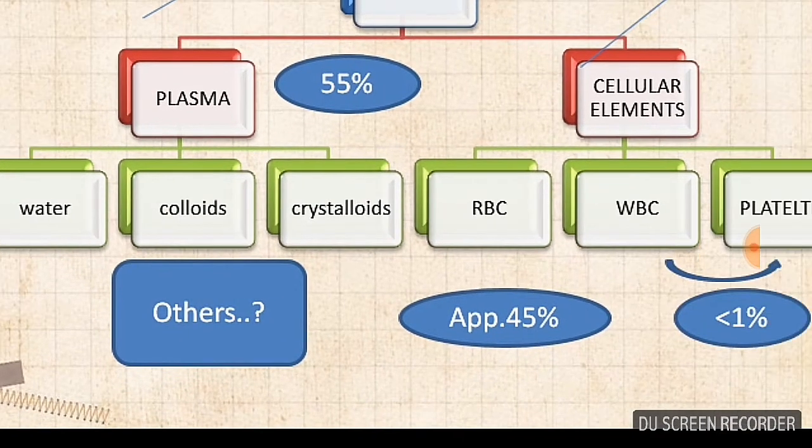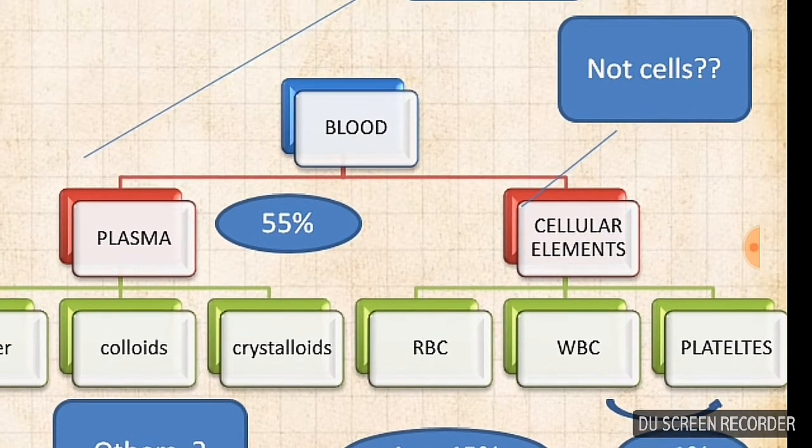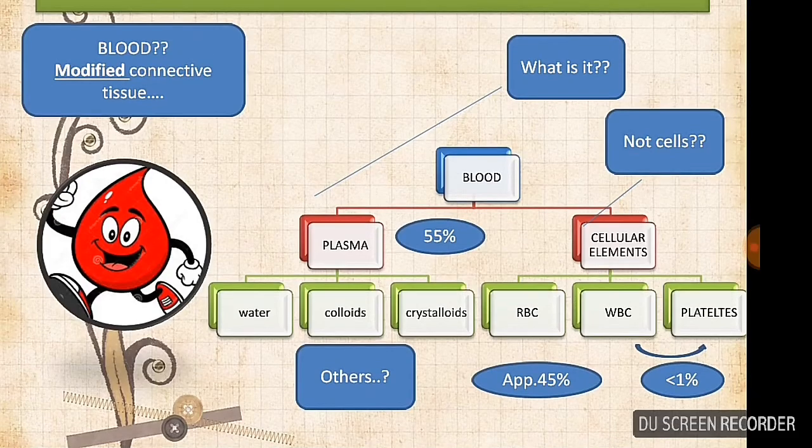Fine. Now coming to the cellular elements. Under the cellular elements, we know it constitutes RBC. It is not red blood cells. It is more likely to say red blood corpuscles than red blood cells. Fine. WBC and platelets. Now in this, the WBC and the platelets constitute less than 1% of the whole blood, and the remaining, that is approximately 45%, is constituted by the RBC. Okay, so this is all about a brief composition of the blood.